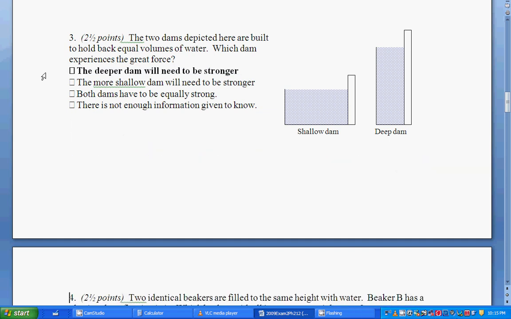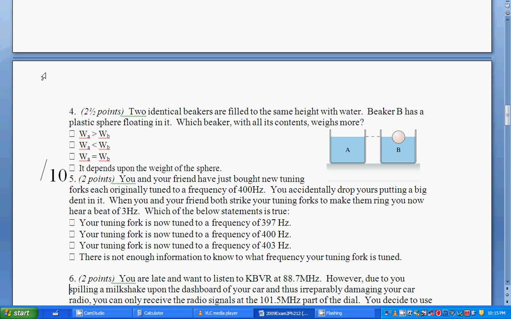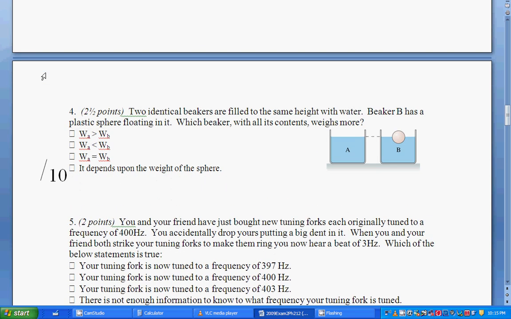Four, I like four. Two identical beakers are filled to the same height with water. Beaker B has a plastic sphere floating in it. Which beaker with all of its contents weighs more? Okay, so notice that with the ball floating in B, the water levels are the same in A and B.